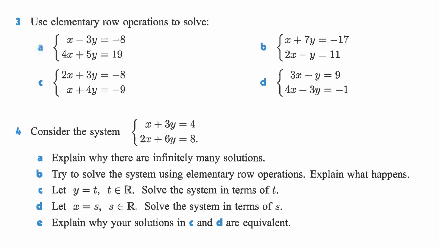And the next is to use elementary row operations to solve. So they want you to use elementary row operations. What is the elementary row operation? And consider the system. Explain why there are infinitely many solutions. Try to solve the system using elementary row operations. Explain what happened. And let y equal to t, belonging to the real numbers. So write the system in terms of t, or let s or something. So you should use this point.